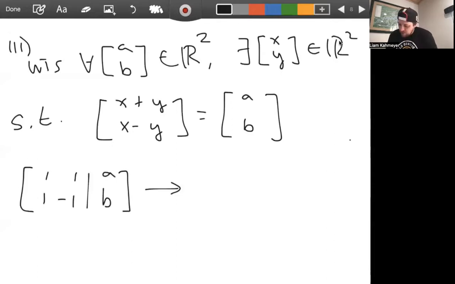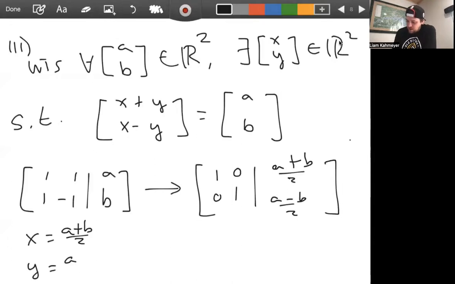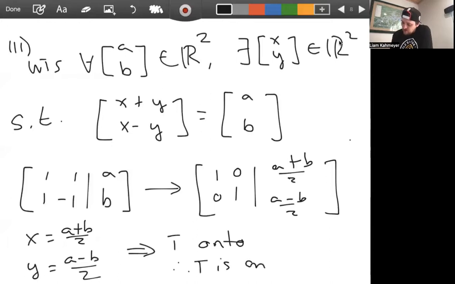And for the sake of time, I'll go ahead and just write what I simplified here. And so you get the reduced row echelon form is 1, 0, 0, 1, and then (a plus b) over 2, and (a minus b) over 2, which means really that x is (a plus b) over 2, y is (a minus b) over 2, and this is well defined, right? This solution exists for all values a and b here, right? So this implies that T is onto. And so now we've shown that it's a linear transformation, that it's an injection and a surjection, therefore T is an isomorphism.